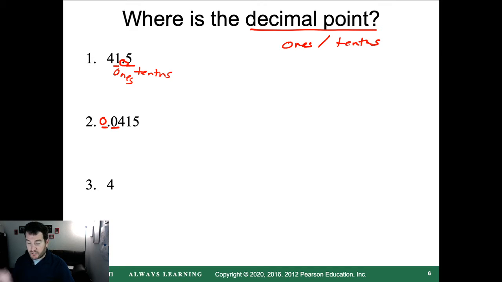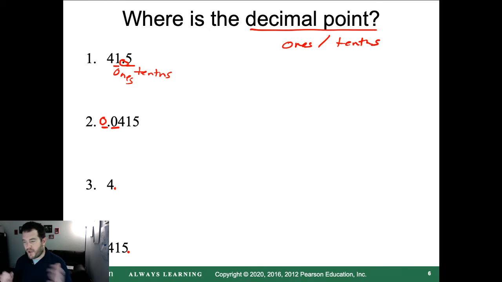I was just working with a student tonight, and I said, where's the decimal point? And they didn't know. It is kind of hard, but you have to recognize that this is just the number 4. So I would say in the number 4, there are 4 ones. That means I technically have a decimal point right there. Same thing with this one, 415. I have a decimal point right there.